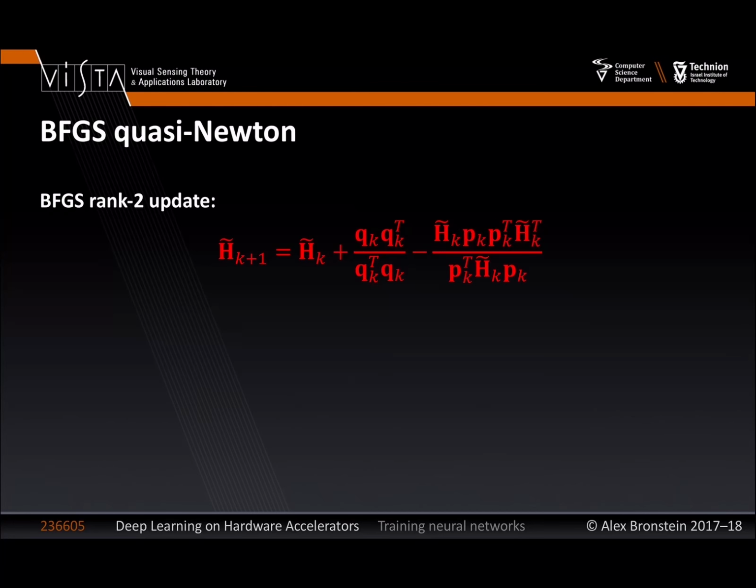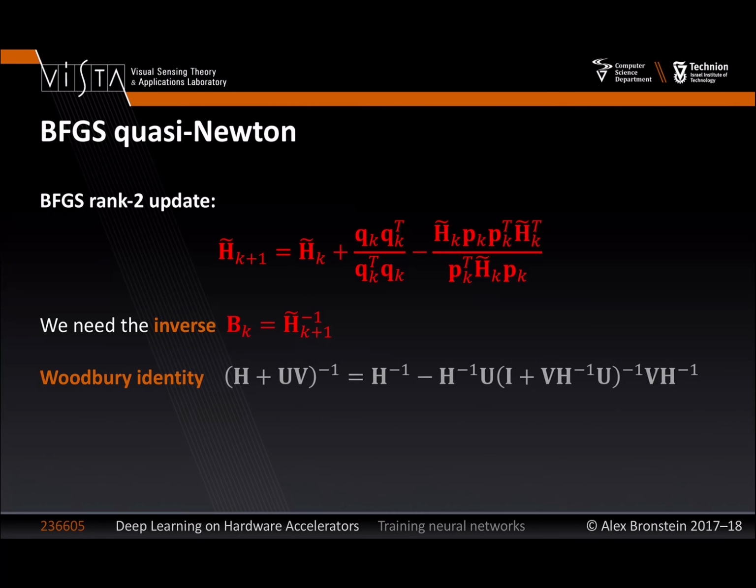Now, wait a second. We don't need the Hessian. We need the inverse Hessian, right? So we have this nice rank 2 update. How do we get the inverse? It appears there is a very nice, again, use the matrix cookbook. It's really cool. Basically there is this matrix identity known as the Sherman-Morrison, or in general the Woodbury identity. It tells me how to invert a matrix perturbed by some low rank matrix.